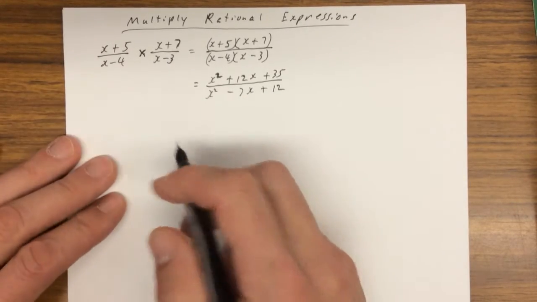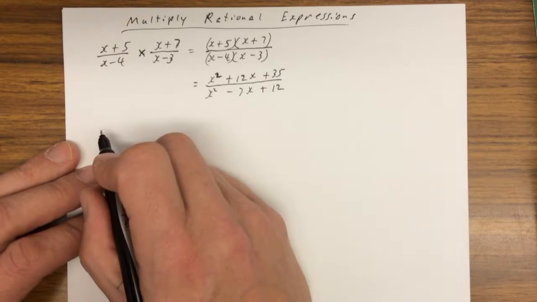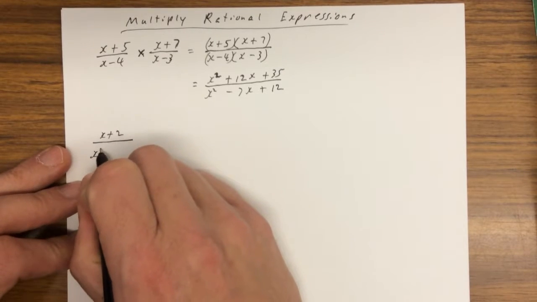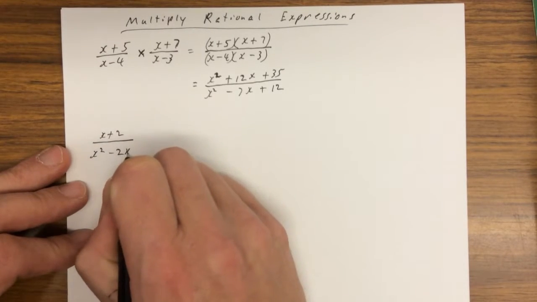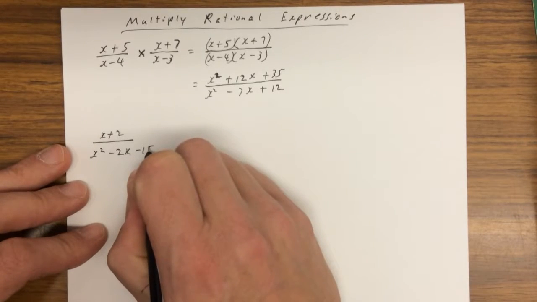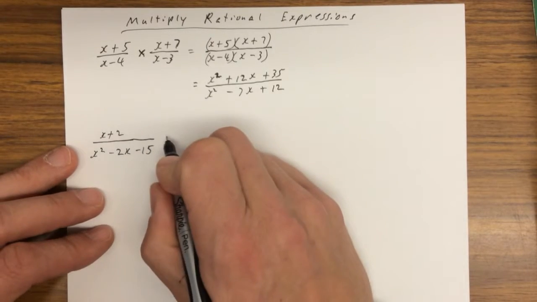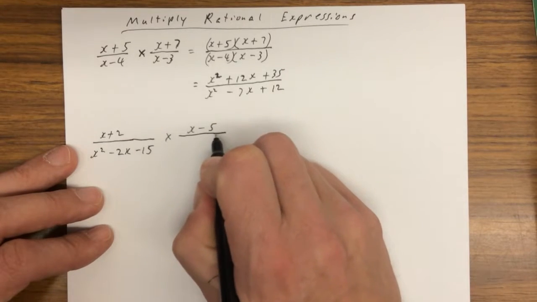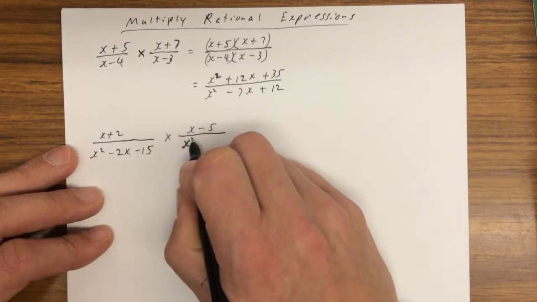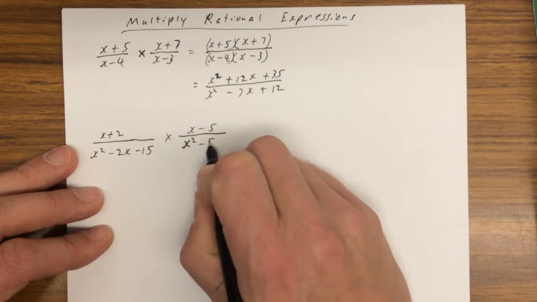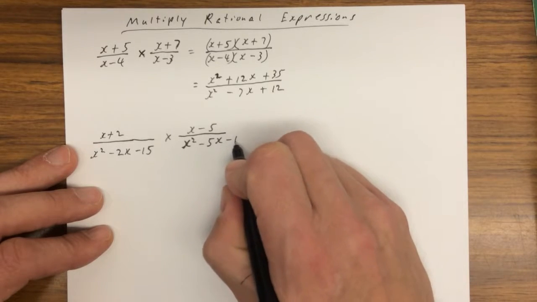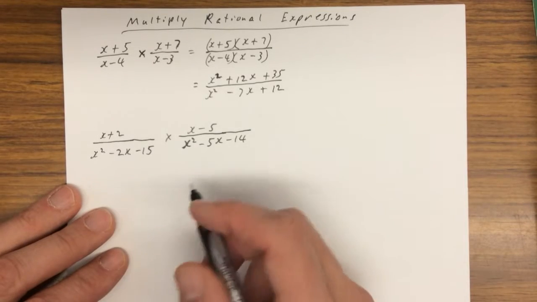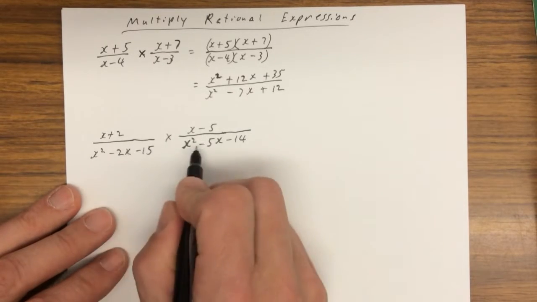All right, now let's try another example here. How about x plus 2 all over x squared minus 2x minus 15, so a linear over a quadratic, times x minus 5 over x squared minus 5x minus 14. Now to do this, we want to see if there's any sort of common factors to get rid of. So let's factor both of these.